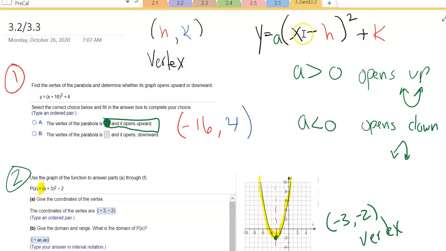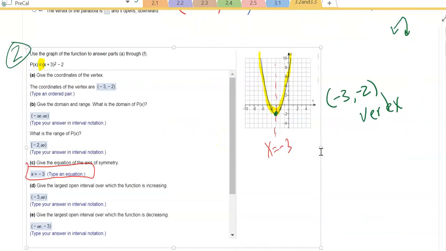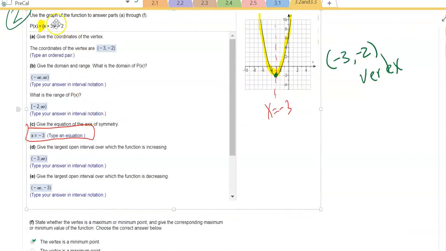Keep in mind, this needs to be x minus. So if it is plus, just like this one, we'll need to have the opposite. And then our k out here is going to be telling us whether we're going up or down. It'll be the y value of our vertex coordinate. So in this example for our first one, that is going to be negative 16 for our h, and we're going up a positive 4. Done.